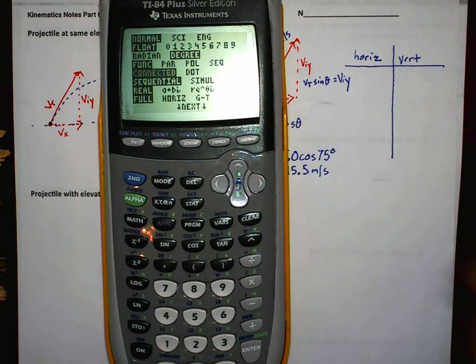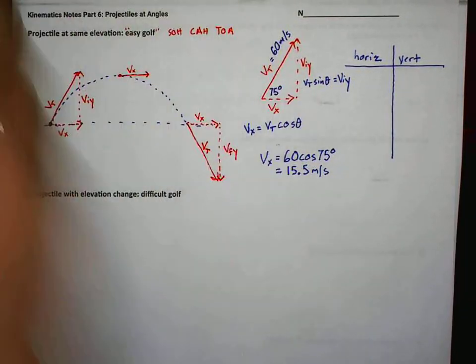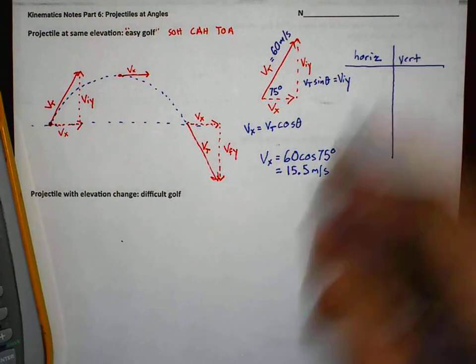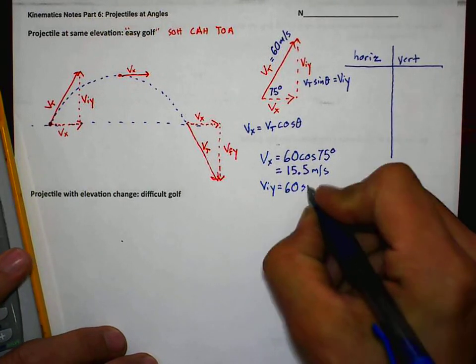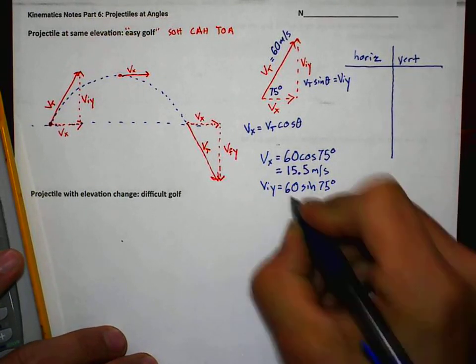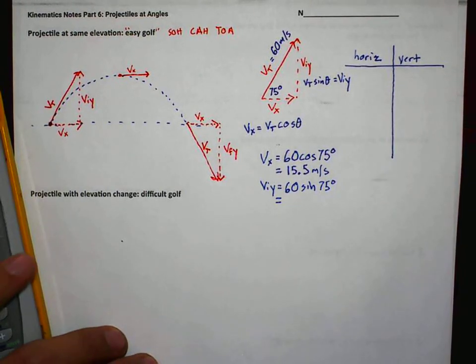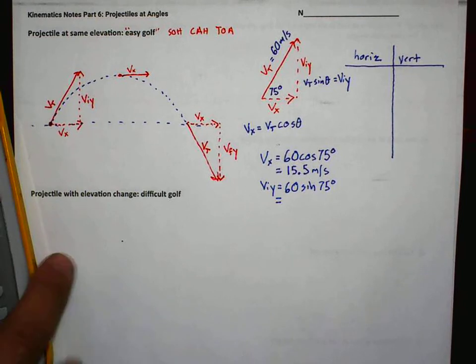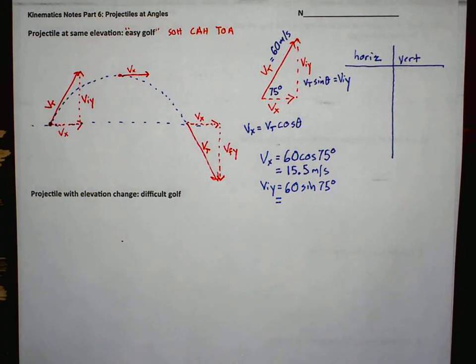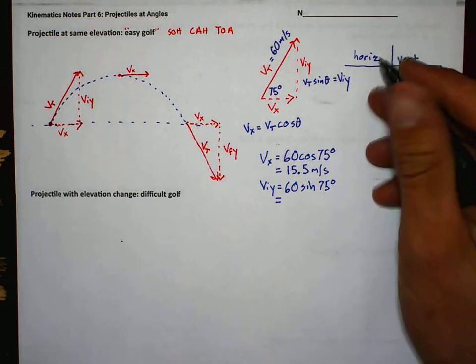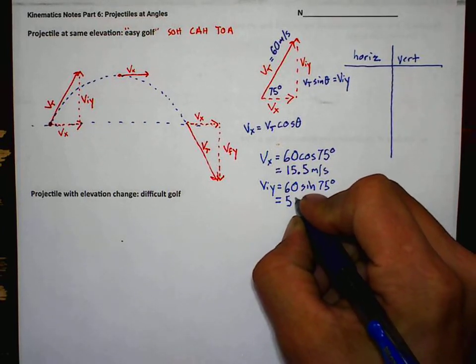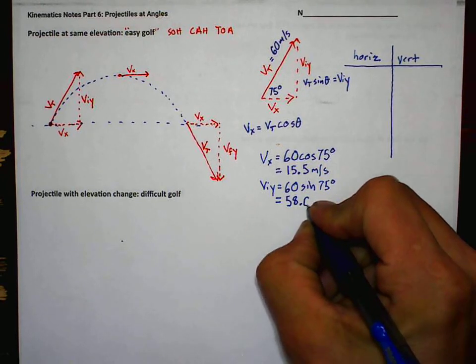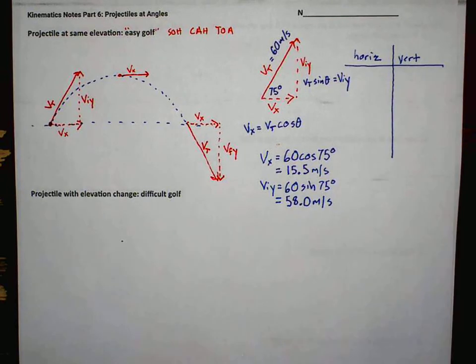Okay, get the other component. Vy equals... Okay, if we round that one to 3 sig figs, it comes out to 58.0.